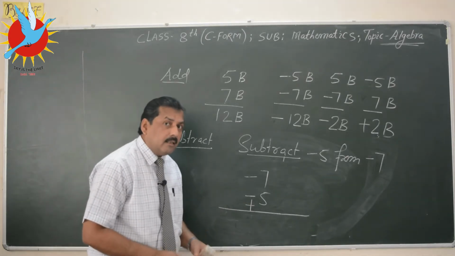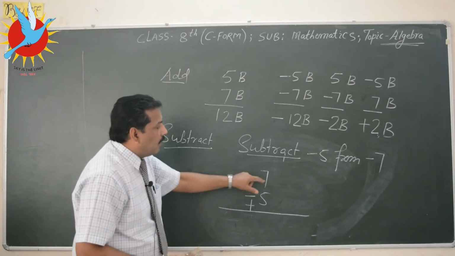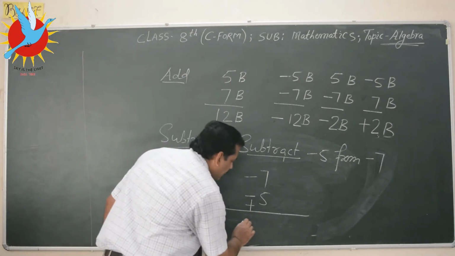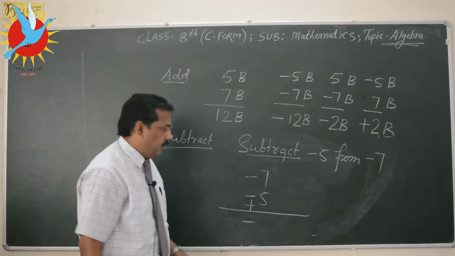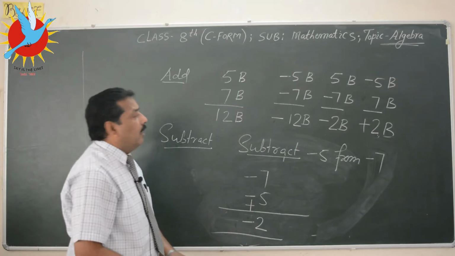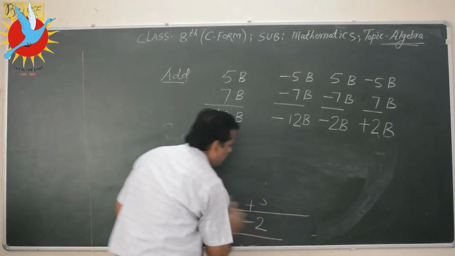Sign of greater number. So which one is greater? This 7 is greater. What is the sign of 7? That is minus. So it has to be minus. What next? Difference of these two. So 7 and 5 difference is 2. I hope it is clear. Now let us come to another example.